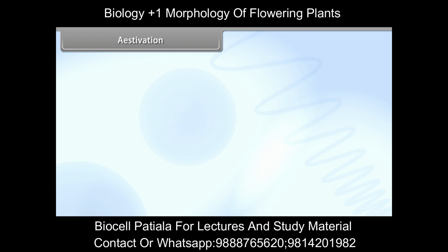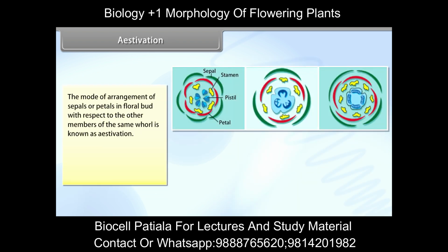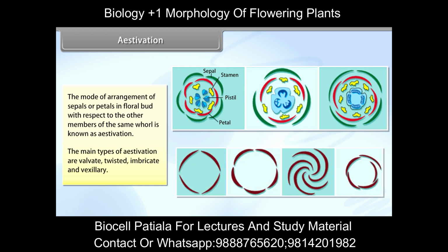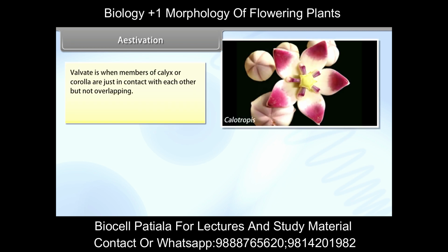Aestivation. The mode of arrangement of sepals or petals in floral bud with respect to the other members of the same whorl is known as aestivation. The main types of aestivation are valvate, twisted, imbricate, and vexillary. Valvate is when members of calyx or corolla are just in contact with each other but not overlapping. Example, calotropis. It is said to be valvate.